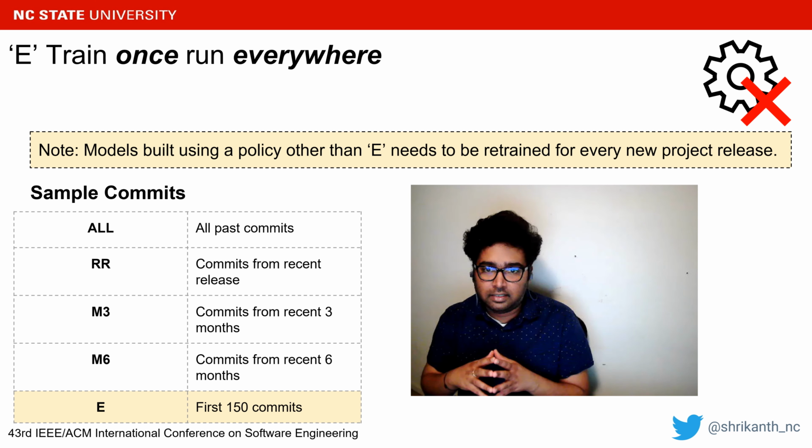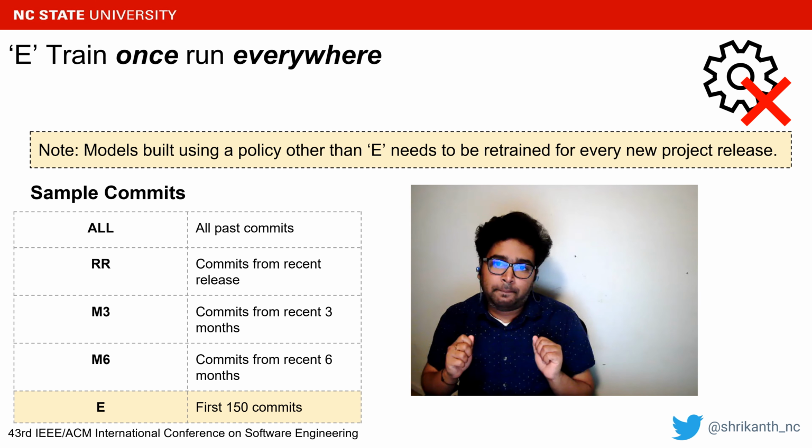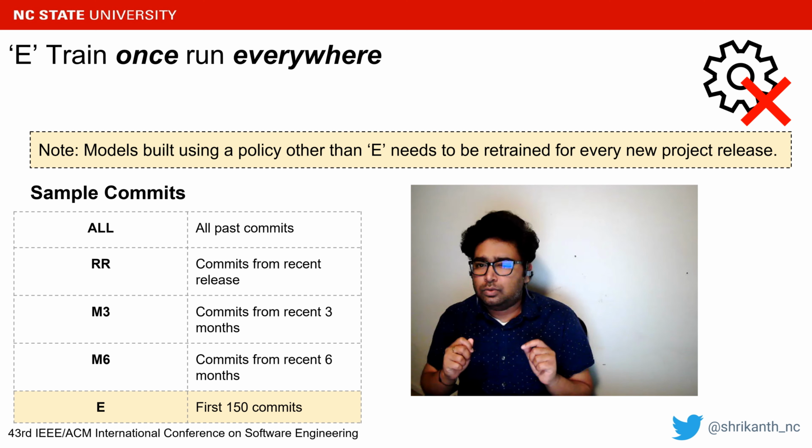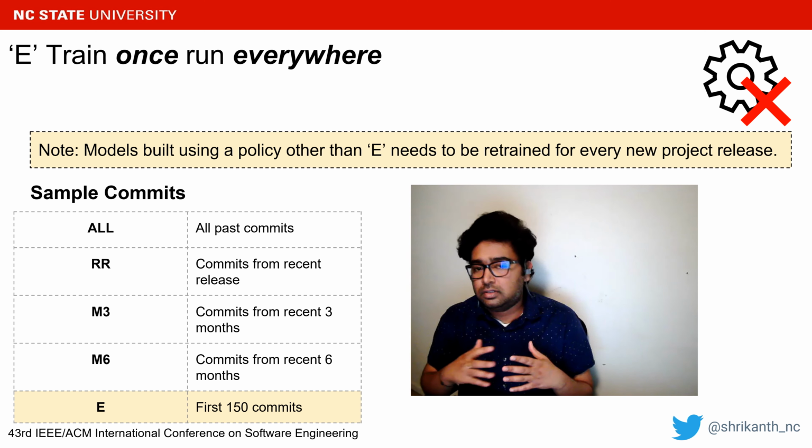Whenever a project has a new release, it means that more data, that is commits, is accumulated. Thus, one needs to retrain their machine learning models if they are using data-hungry sampling policies. On the other hand, stop early policy E uses a fixed number of 50 commits that would imply the model need not be retrained, which is a huge benefit that enables practitioners to offer stable conclusions across the software lifecycle.